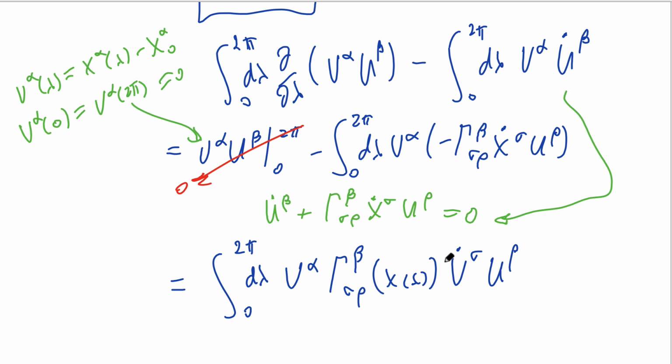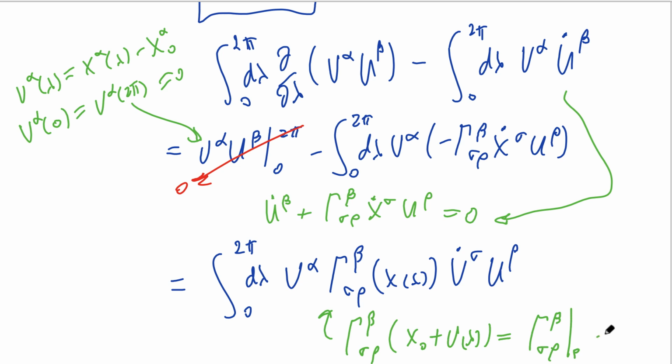Now the Christoffel symbols are evaluated along the loop at x(λ), and x(λ), remember, is x_0 plus v(λ). And we can expand this in a series since v is small, and the leading order term is just Γ evaluated at the base point P, then plus the higher order terms in v. So remember, v is small, and we already have two factors of v in this expression. So these unwritten terms would contribute third order terms in v, but we're doing this calculation to just second order in small quantities.